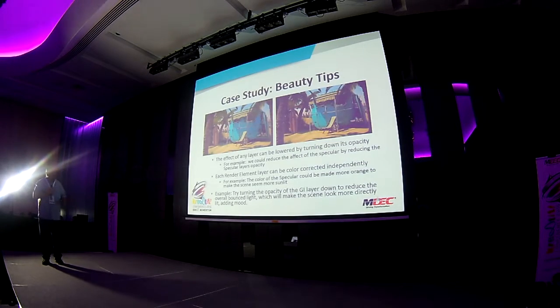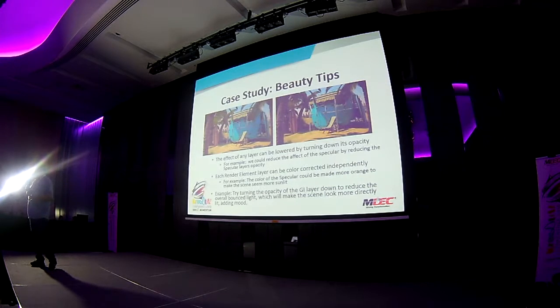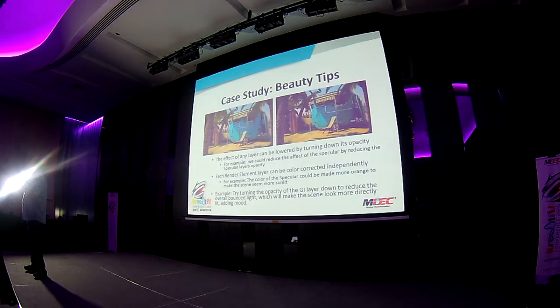Some beauty tips that will allow you to change things, for example. The effect of any layer that you put into After Effects can be lowered by just adjusting its opacity. So how much global illumination you add onto your lighting layer, if you don't want that much bounce light, just reduce the opacity of it. If you want more, double it up. Add 2 layers of global illumination, one at 100% and one at maybe 10%, 15%. Of course, any of those layers could also be color corrected at that point as well.